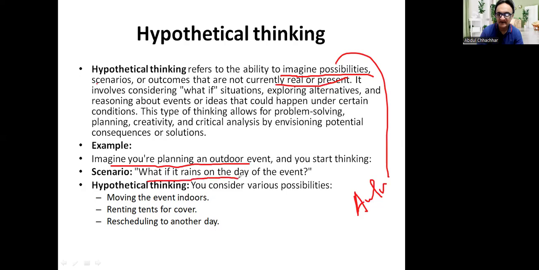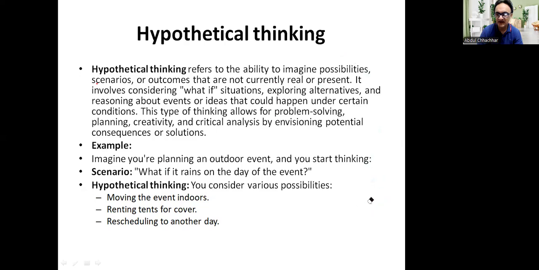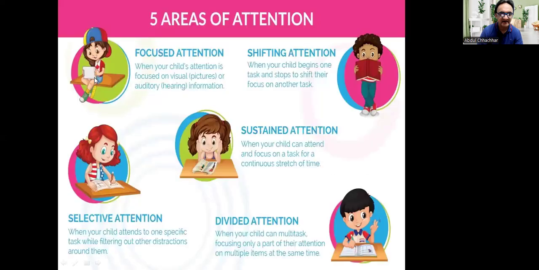Now, this is hypothetical thinking, where you are looking at the possibilities: benefits can be, drawbacks can be, advantages can be expected. So in all domains you are thinking about it. So you consider various possibilities: moving the event indoors, renting a tent for cover, rescheduling another day. This is hypothetical thinking, where you are creating your own scenario, and in this scenario you are letting yourself decide what possible measures you have to take.